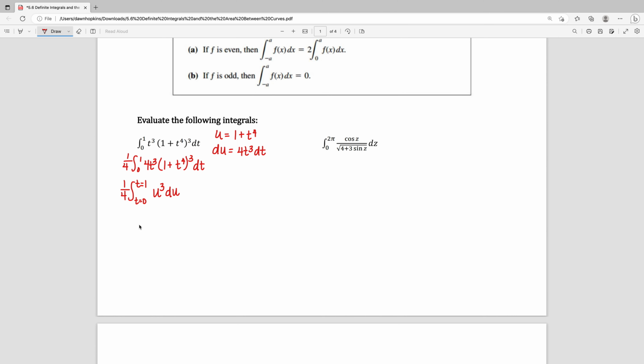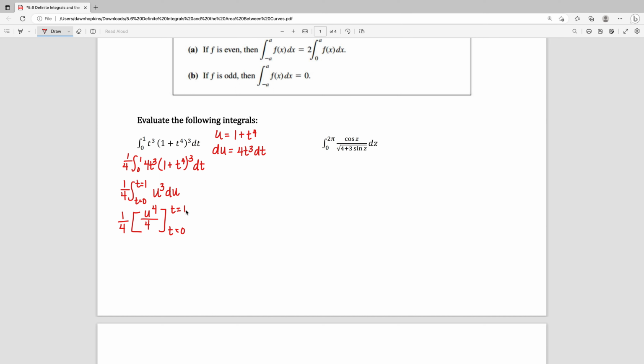So when I integrate u to the third power, I'm going to get u to the fourth power over 4. That's kind of an ugly looking 4. Let's see if we can clean that up a little bit. There we go. And again, we're evaluating not from u equals 0 to u equals 1, but t is 0 to t equals 1.